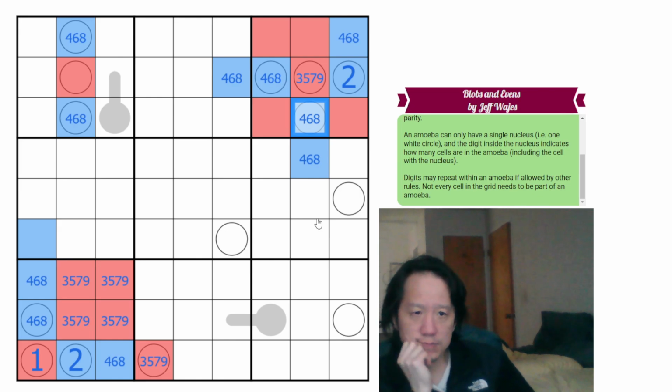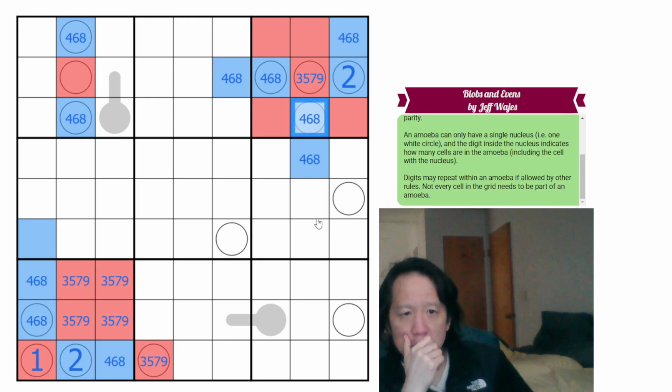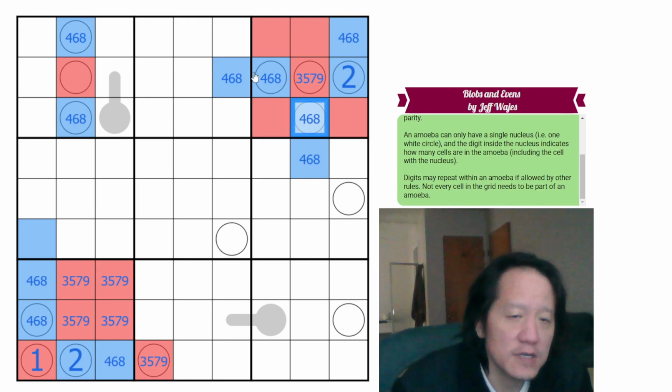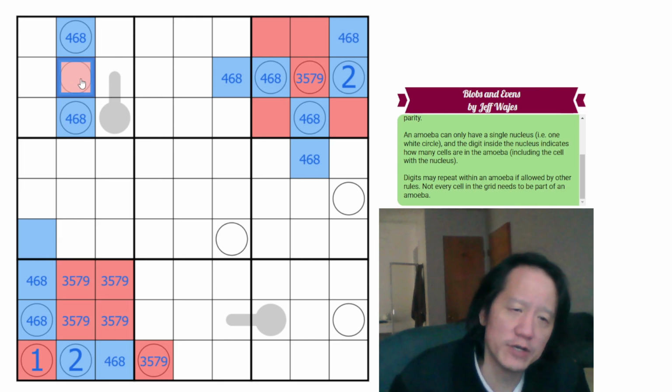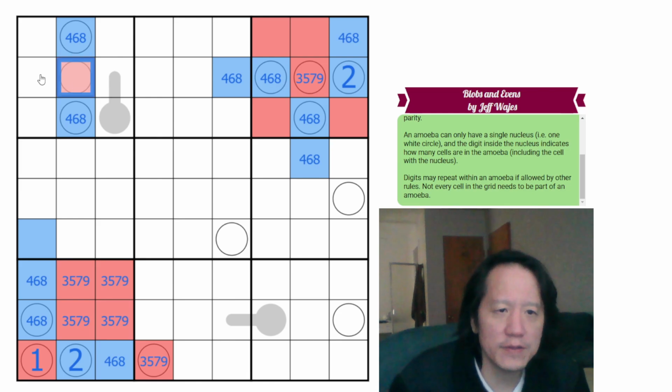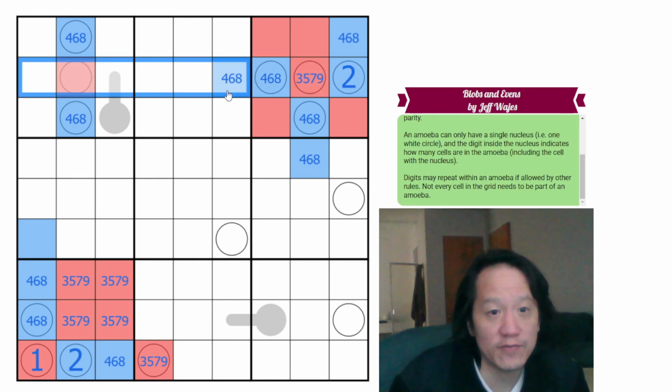Interesting. Not sure what that tells us. This could be 1. No, it can't be 1. If this were 1, the problem is both of these would be even, and we know we already have 3 evens already in row 2. So that would make 5 evens in row 2, which is not allowed.